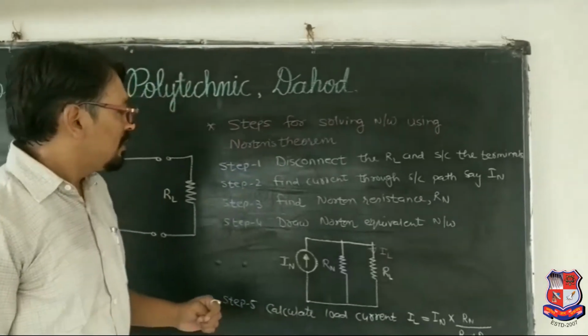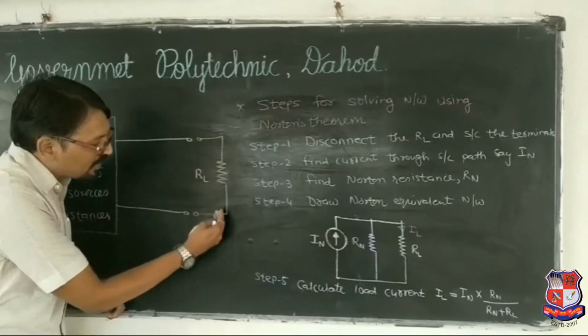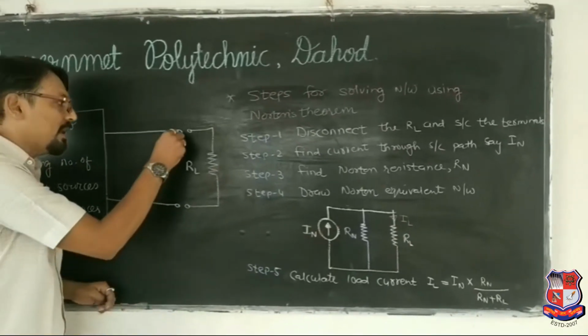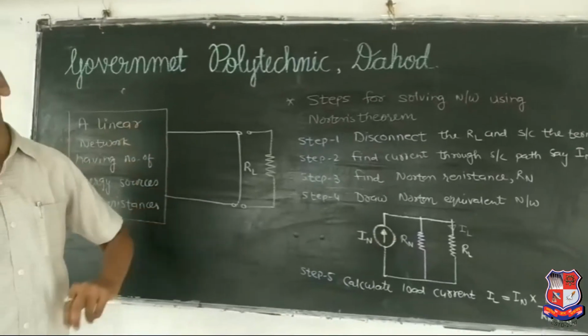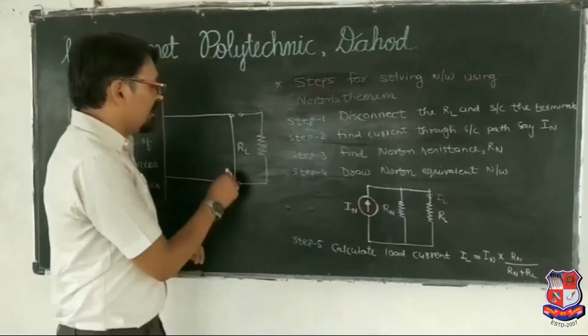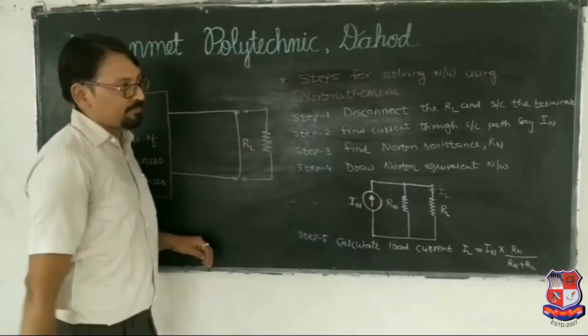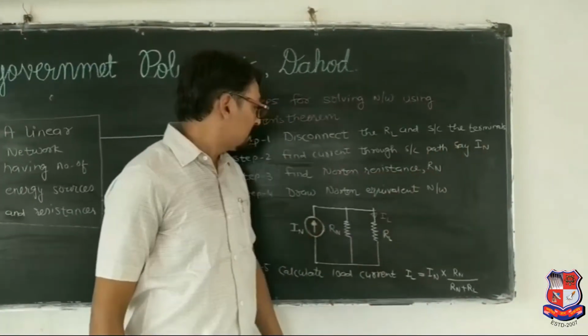Here the load resistance RL is shown. We have to disconnect this load resistance RL and short circuit these two terminals. After that, we have to find the current through this short circuit path. This current is known as the Norton current.